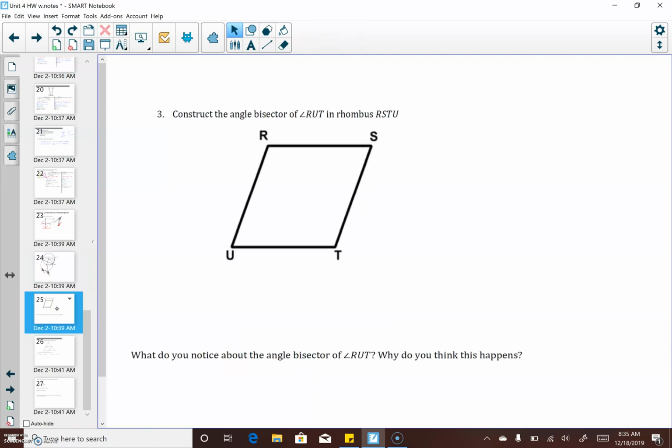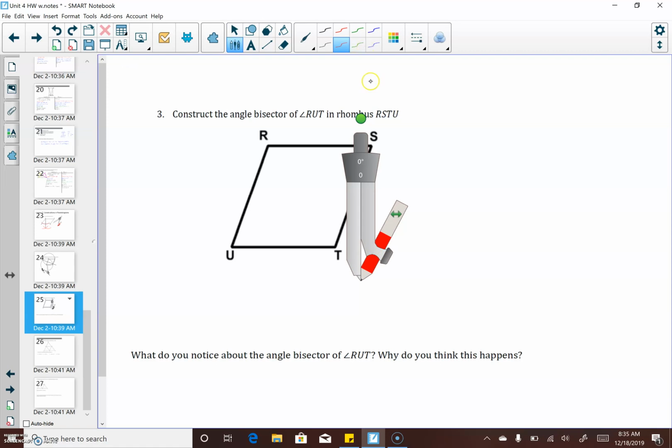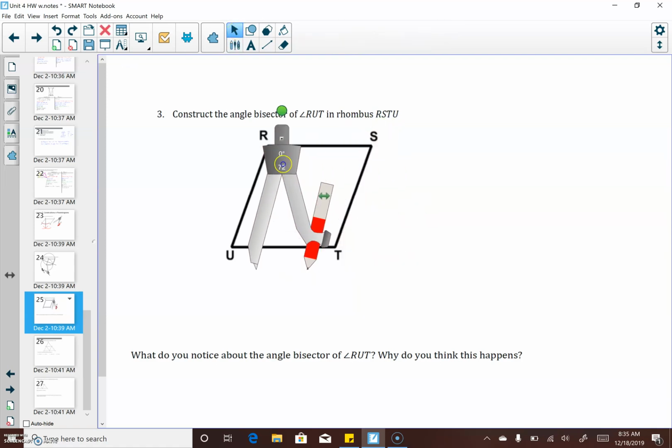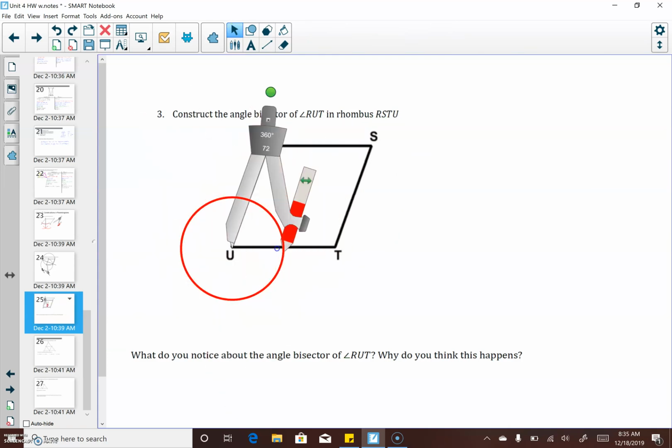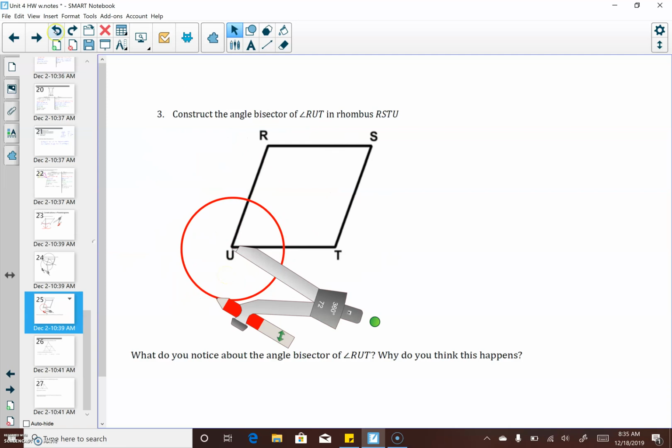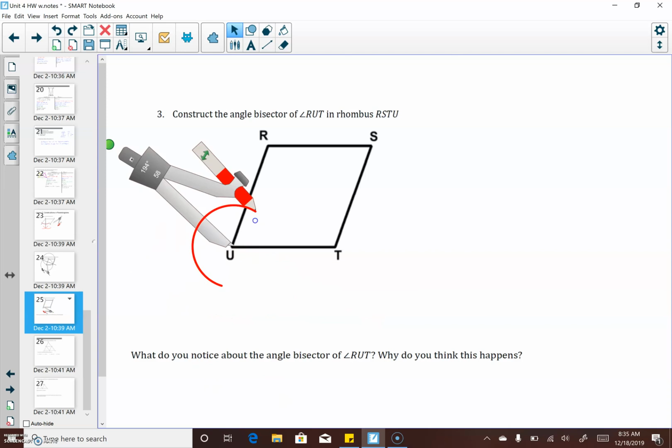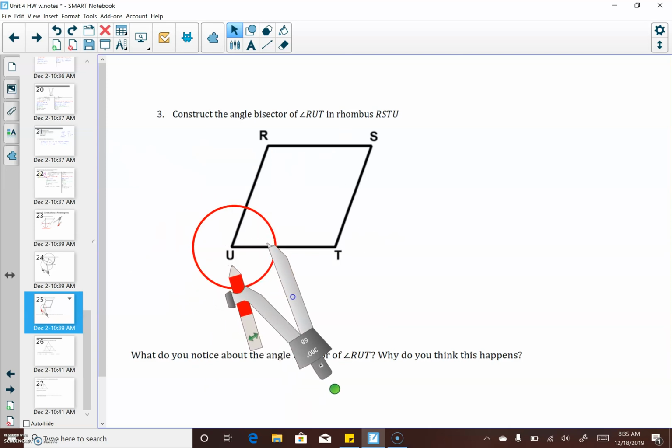The third one wants us to construct the angle bisector of RUT. So in order to do that, we need to make a circle around angle RUT, however big we would like. But the whole goal is we just need to get two intersection points. I'm going to make that line up a little bit better. So there's our first circle. Keep our compass the same size the whole time.